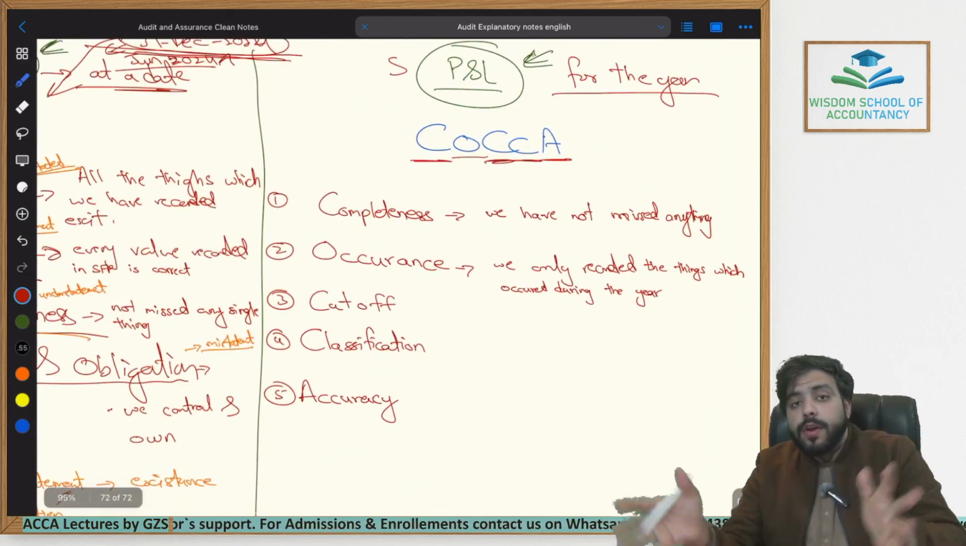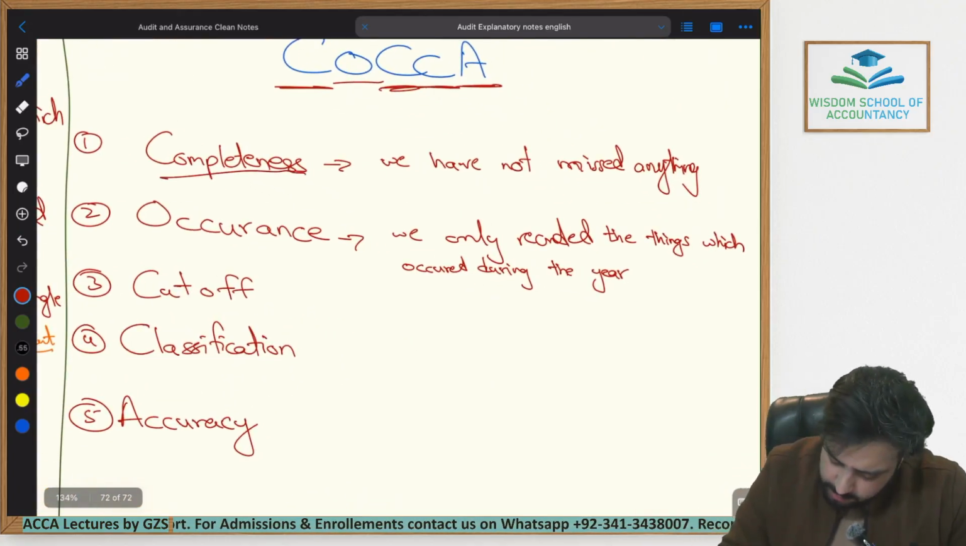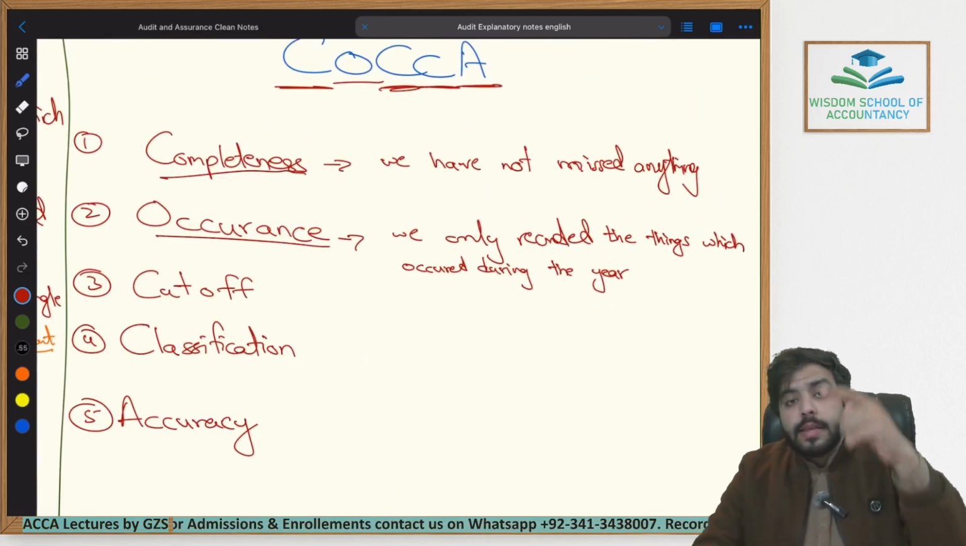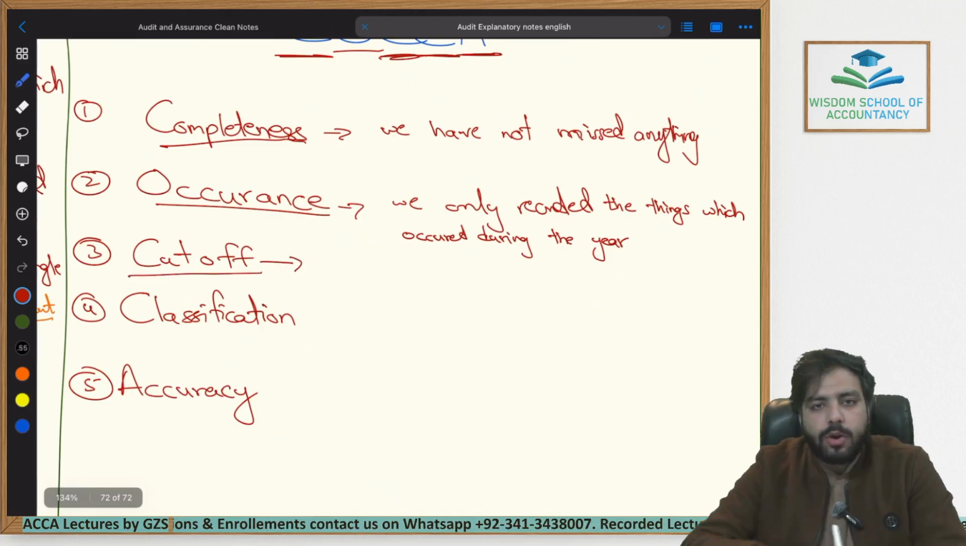So we have not over recorded anything. Whatever we have recorded actually occurred during the year. This was completeness, and we have also understood occurrence. The next assertion within statement of profit and loss is cutoff. What is meant by cutoff?